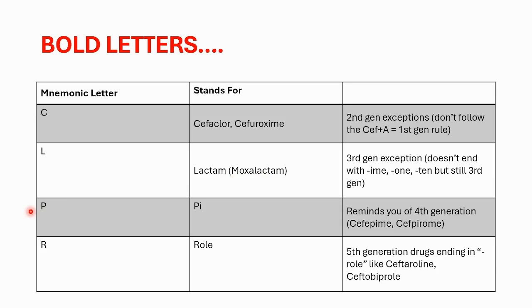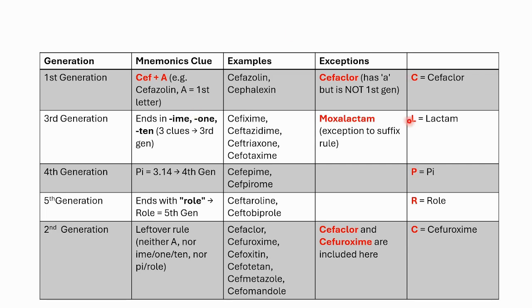Talking about our third bold letter P, which stands for pi. We know the value of pi is 3.14, so ending with 4, or 3 plus 1 equals 4, it falls in fourth generation. So anything which has PI in it falls in fourth generation. And finally fifth generation, our last bold letter was R, which stands for roll, so anything which has roll in it falls in fifth generation. So this is the overall summary. Whenever you need to memorize the generation of cephalosporin, just see this table. So first generation is CEF plus A, except cefaclor and cefuroxime.